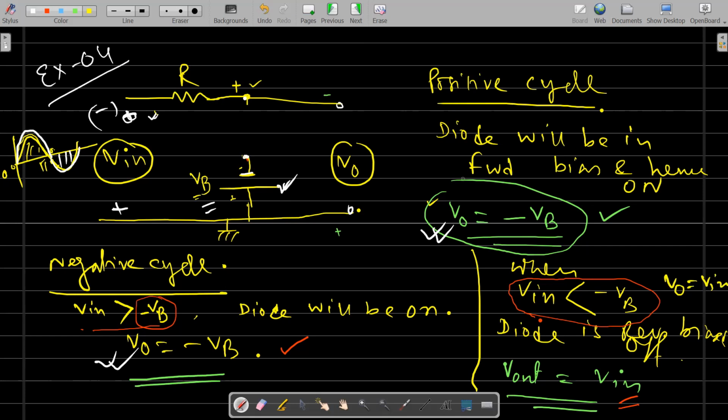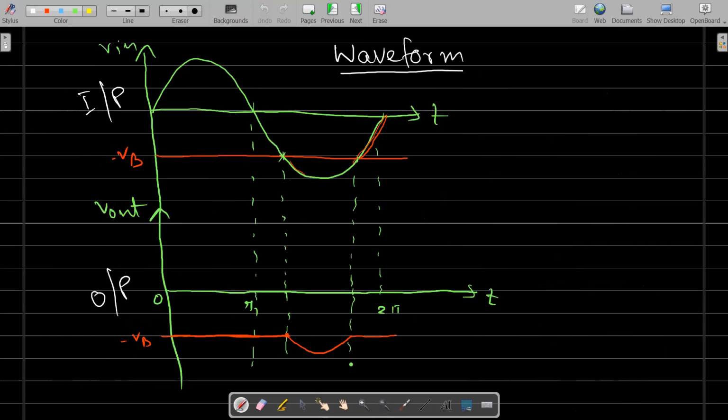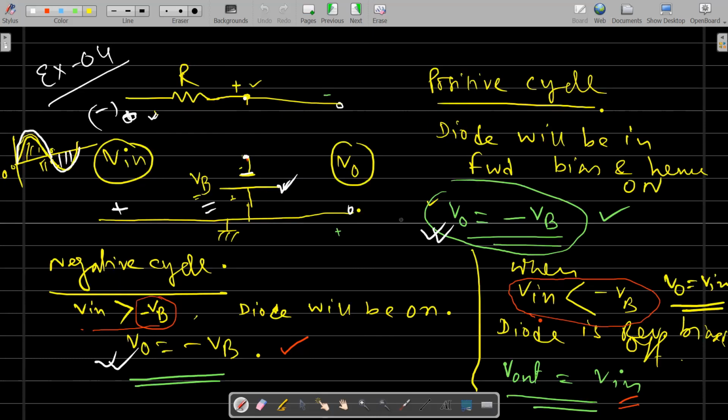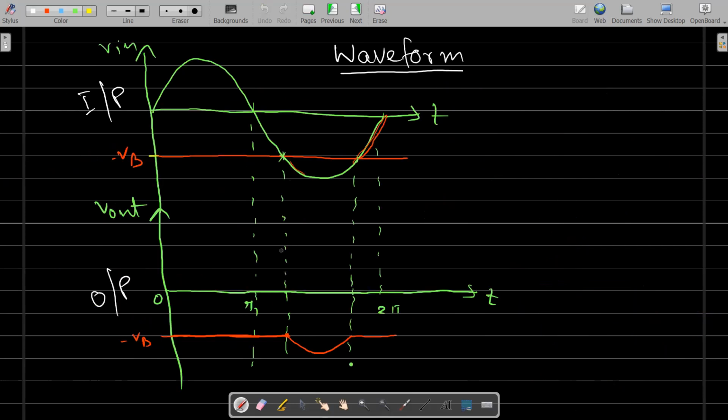So for the positive cycle, we have V0 equal to -VB. And for the negative cycle, we have two situations. When the input voltage is greater than this, we have V0 equal to -VB, and when the input voltage is less than this one in the negative cycle, we will get V0 equal to Vin. Now we can plot the graph. Since the polarity of VB is reversed, we draw VB in the negative side. For the entire positive cycle, as per our analysis, the output is -VB.